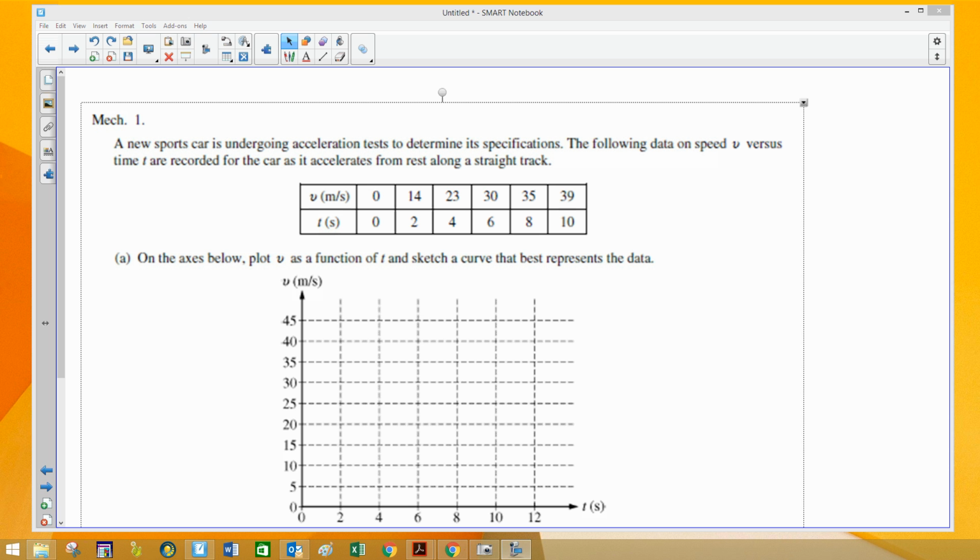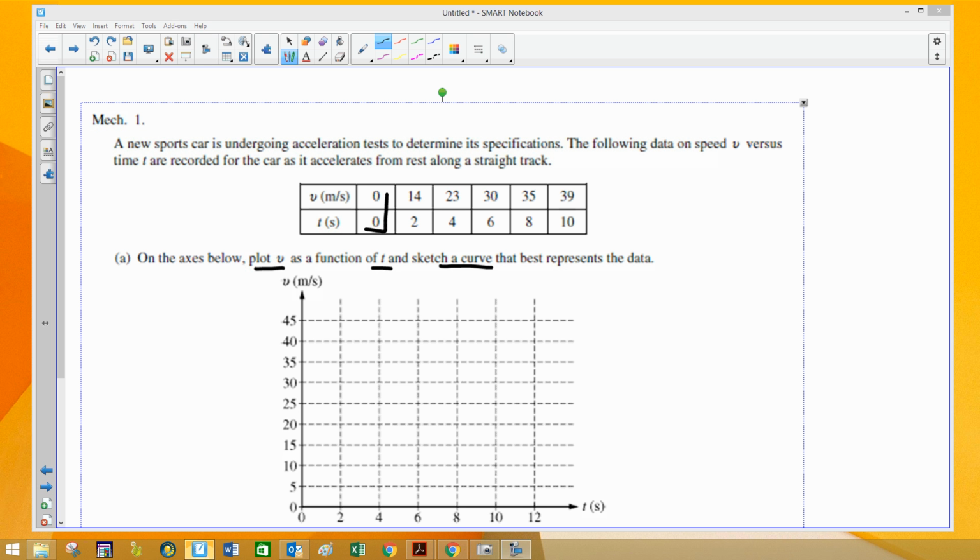I want to go over the last test we had in our class. So the first question talked about plotting this data. Plot V as a function of t. I'm going to sketch the curve that best represents the data. This is actually pretty straightforward.